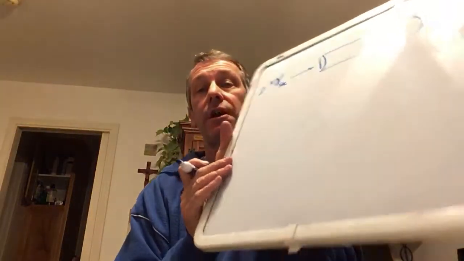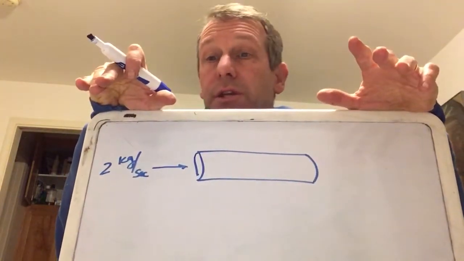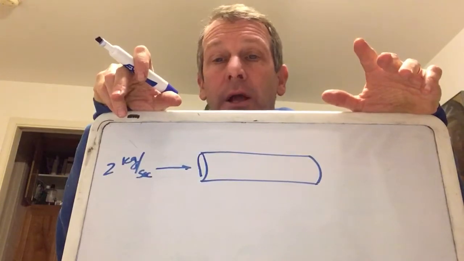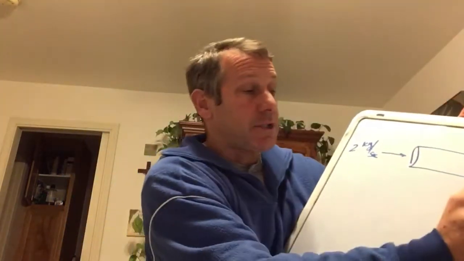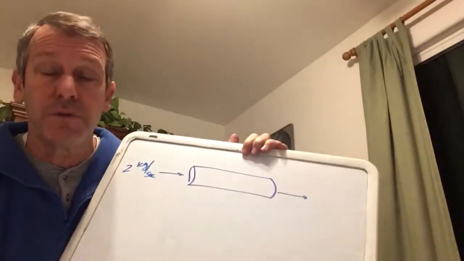Okay, so here I've got a system, and it's a pipe, and fluid's entering it at 2 kilograms per second. By the way, that's actually a pretty big mass flow rate. All right, well, what rate should fluid actually come out in that case? What rate should fluid come out?